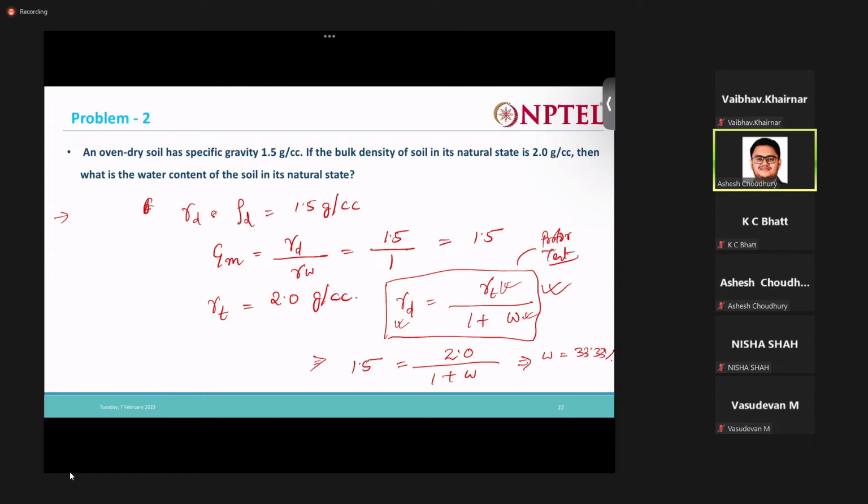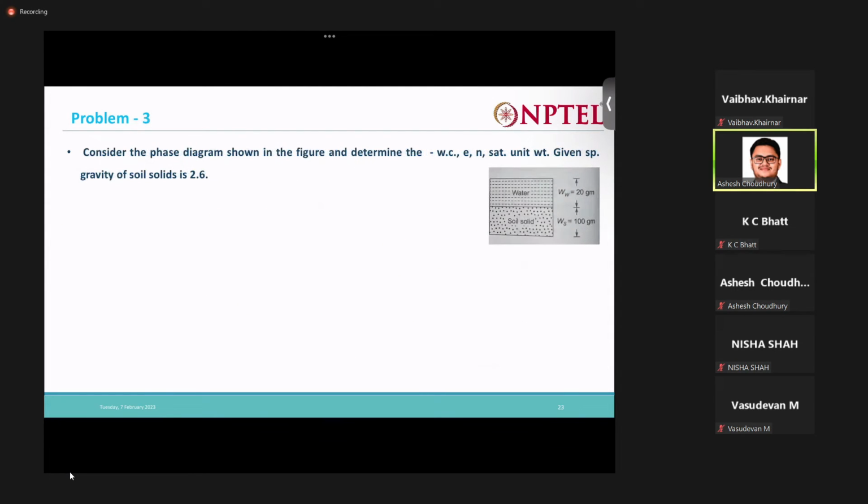Now let us go to the next question. Consider the phase diagram shown in the figure and determine the water content, the void ratio, the porosity and the saturated unit weight. Given the specific gravity of soil solids, our Gs is 2.6. Let us first see the water content.